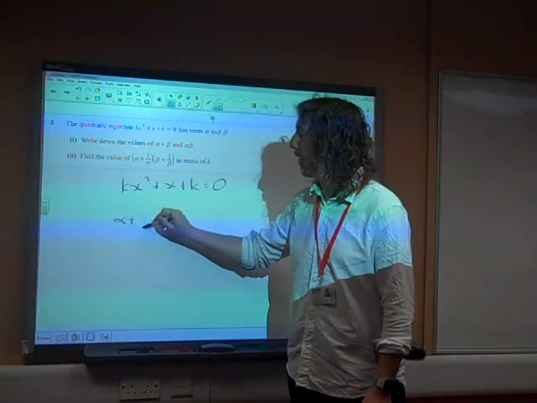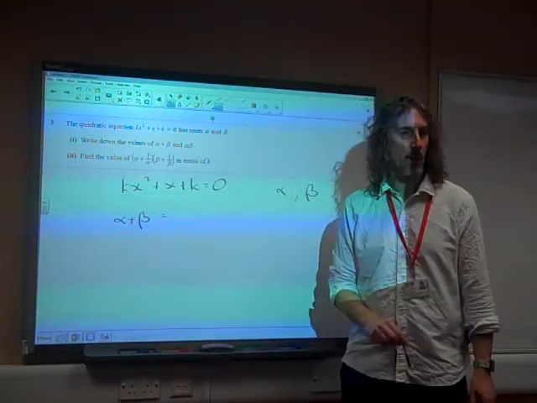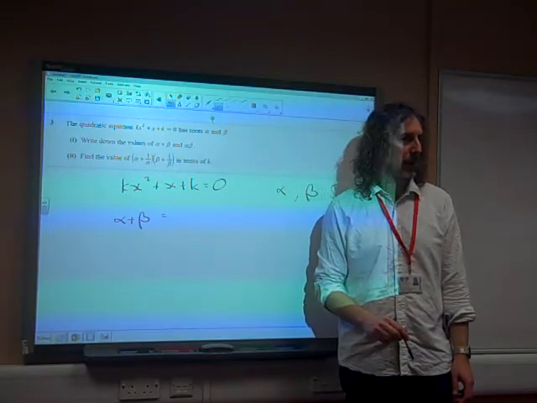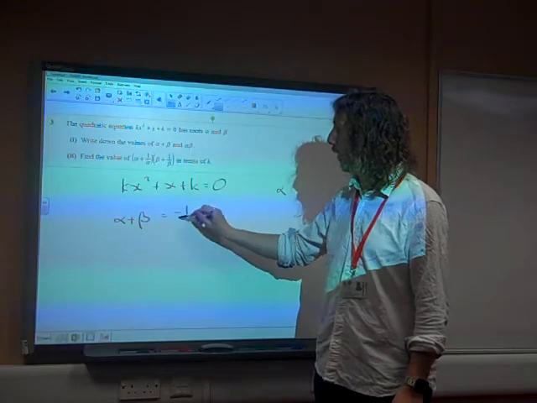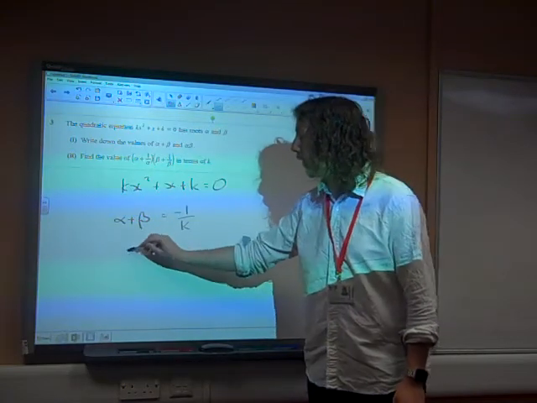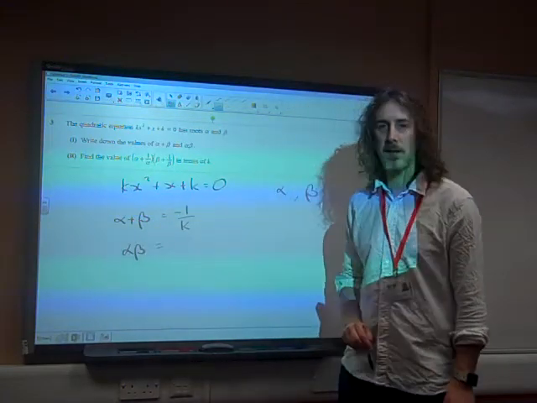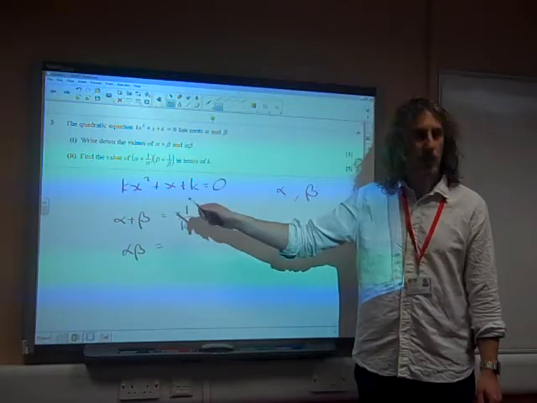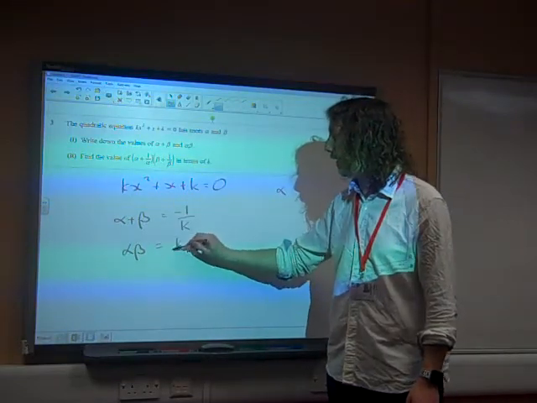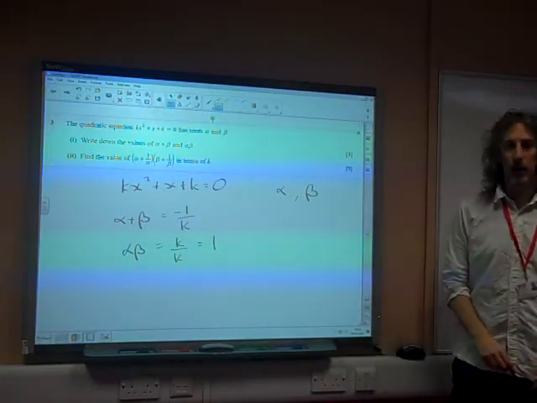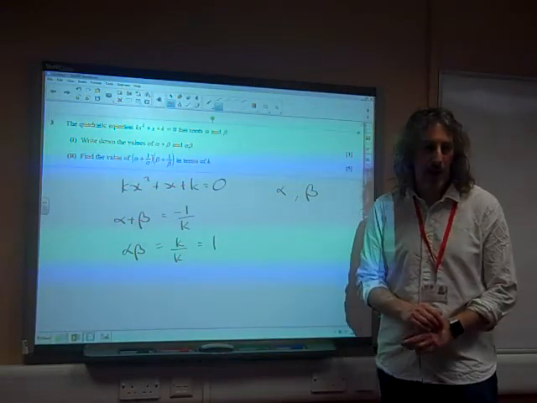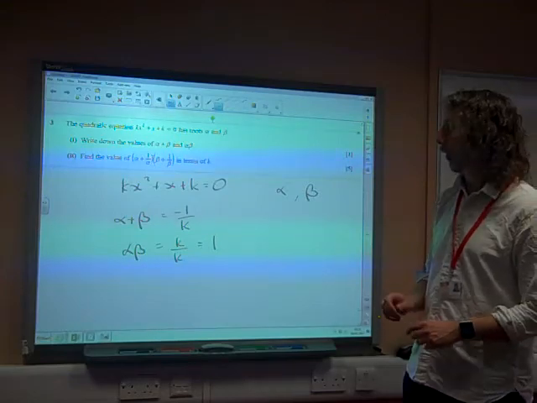It's not worth much. But so the sum of the roots is, remember, that's minus b over a. So the sum of the roots is minus 1 over k. And the product of the roots is c over a. So that's k divided by k. So that's 1. So your 1 mark is just for writing down alpha plus beta is minus 1 over k, and alpha beta is 1.